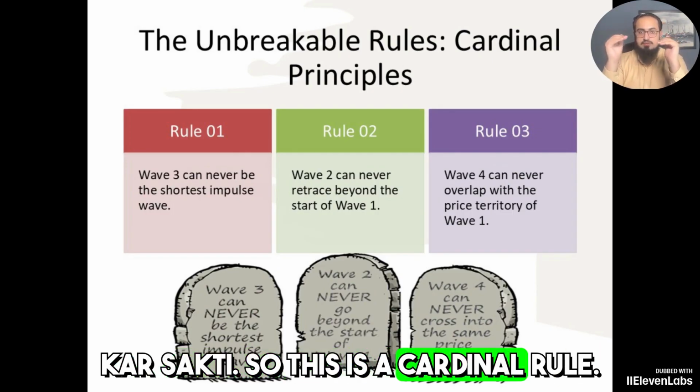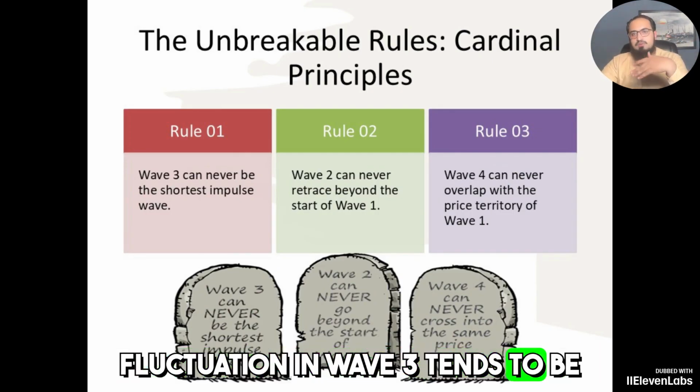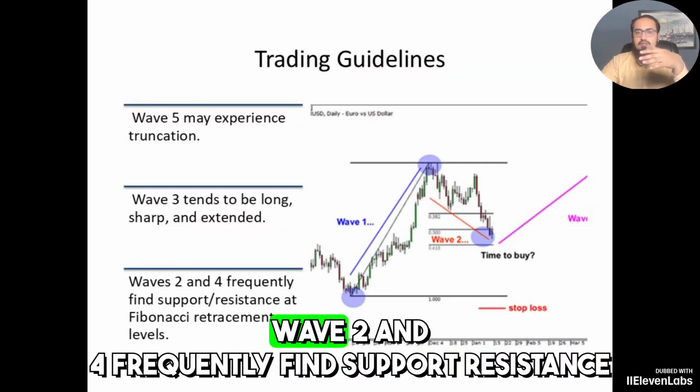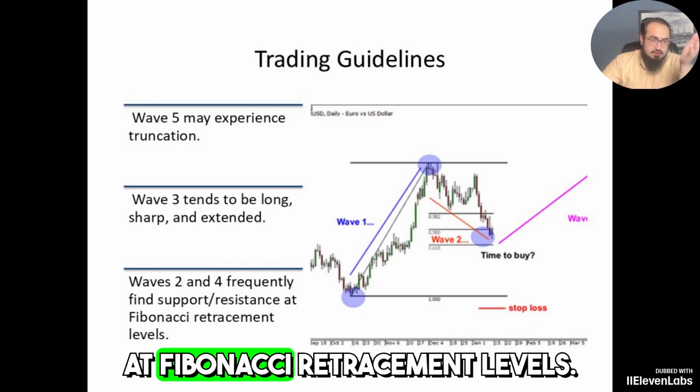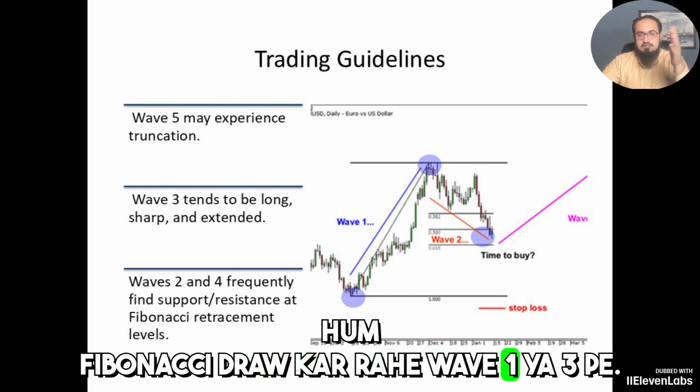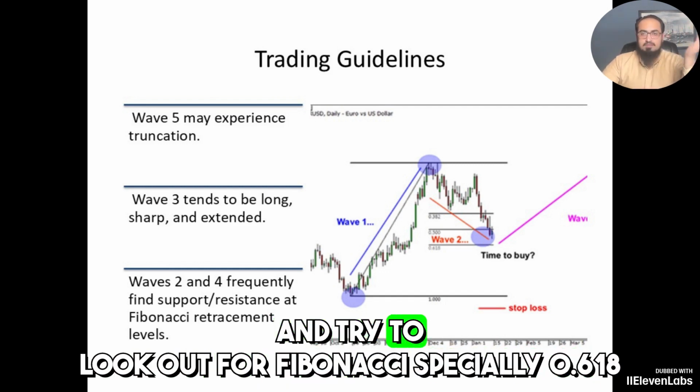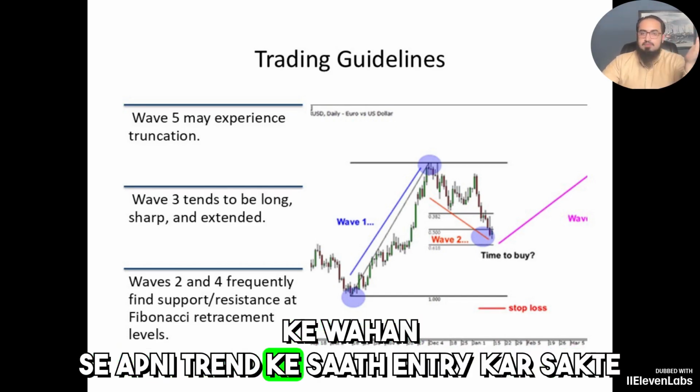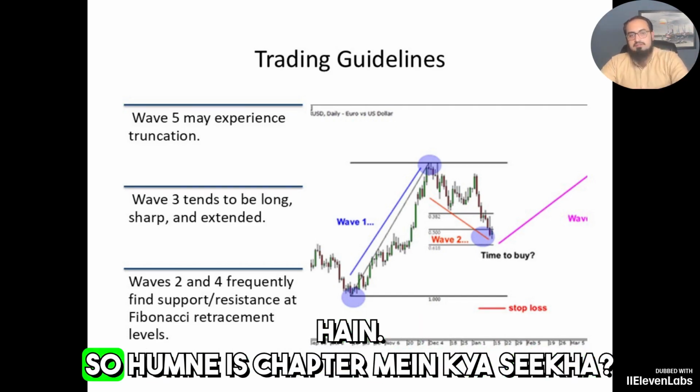So this is the cardinal rule. Tension number 3, to be long and sharp in extended wave frequency, find support, resistance, and Fibonacci levels. That is, we calculate, draw the Fibonacci, and try to look out for Fib levels, especially the retracement from 0.618. So we can enter with our trend from there.